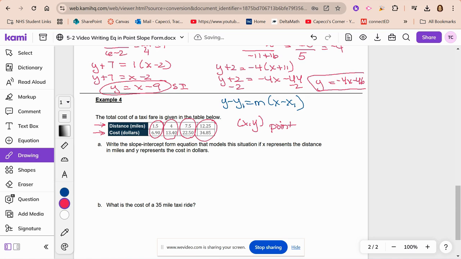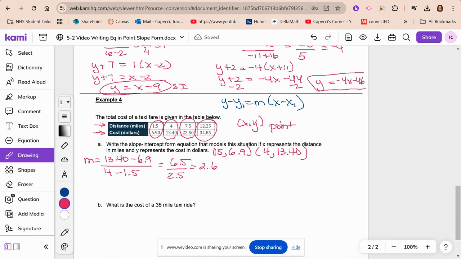So the first thing I have to do is find the slope. So what I'm going to do is pull out the points just so it's a little easier for me to read. I have 1.5 and 6.9 as one point, and I have 4 and 13.40 as a second point. So the first thing I'm going to do again is find the slope. So I have y2 minus y1 over x2 minus x1, and I end up with 6.5 divided by 2.5. So 2.6 is my slope.